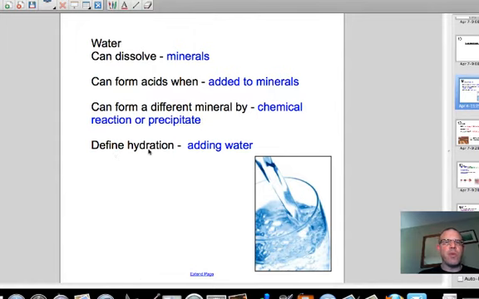So what we're talking about is hydration. And when we think about hydration, we think about drinking a glass of water. Or when we think that we're an athlete and we're hydrating, we are adding water to our system.